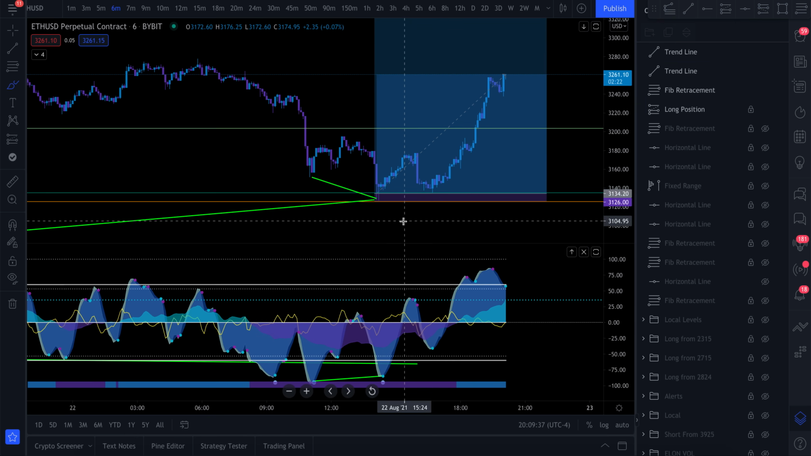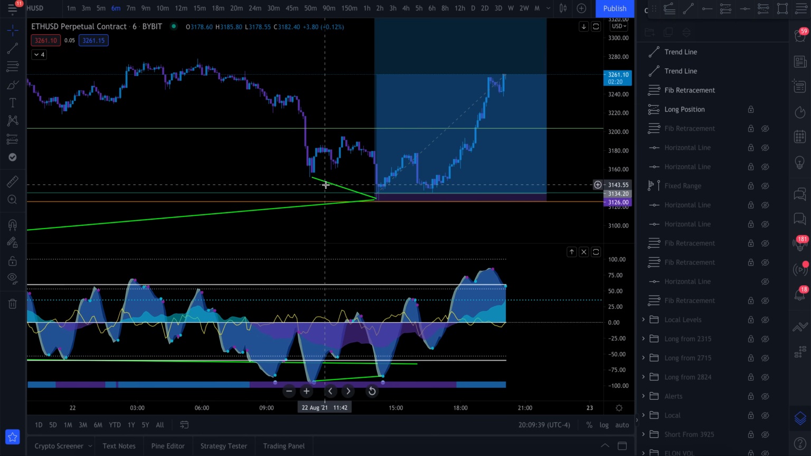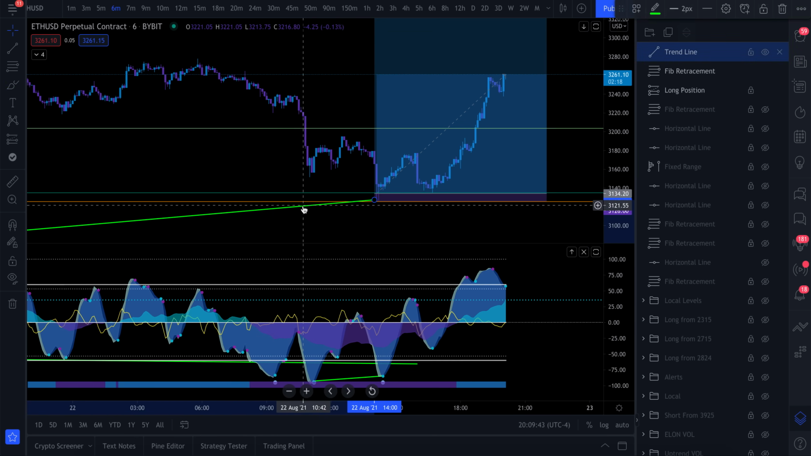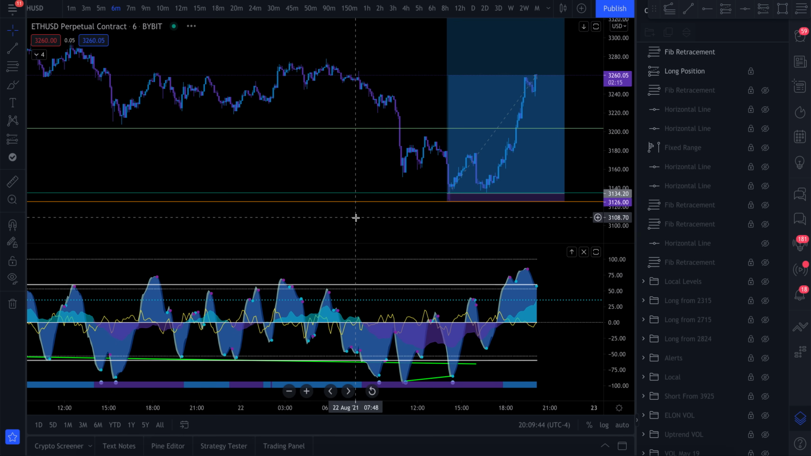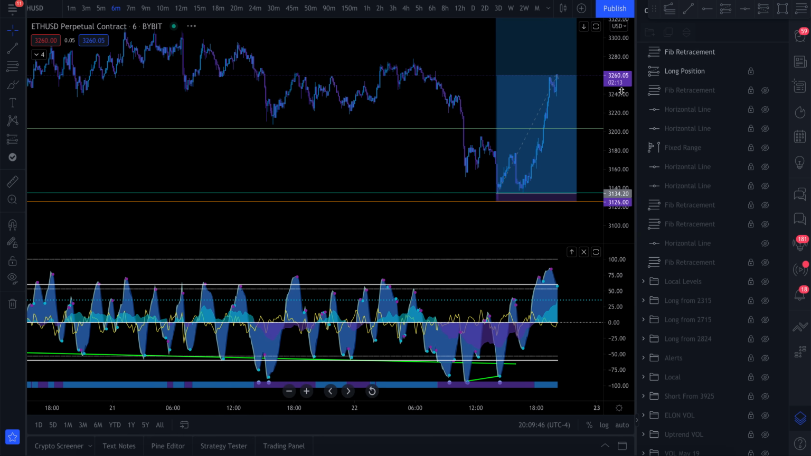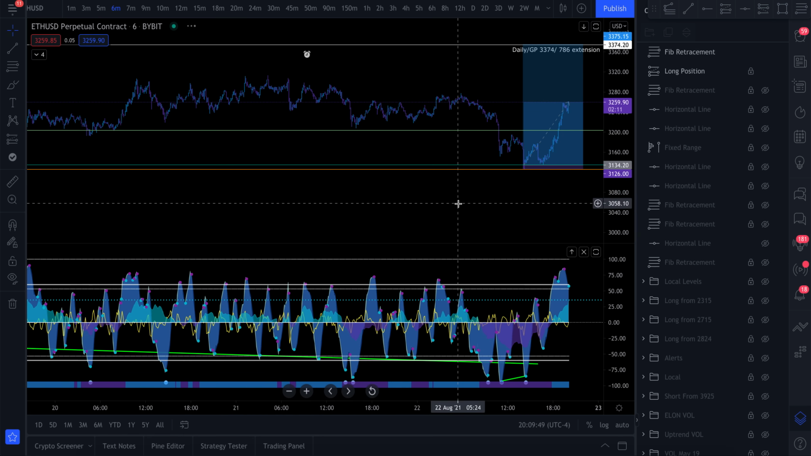And it doesn't just have to be a Fibonacci golden pocket. It could be any fib level. It could be any kind of daily level of support or resistance, weekly level. You could use any kind of level of support and resistance.